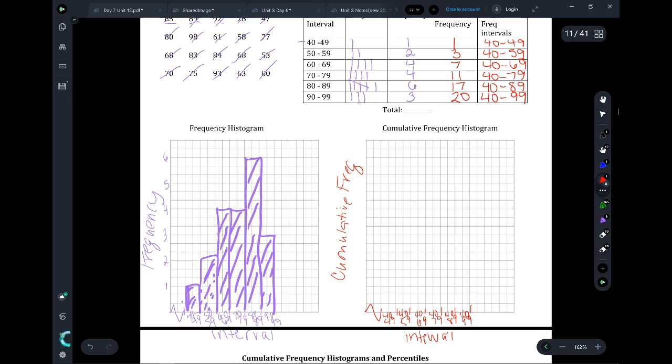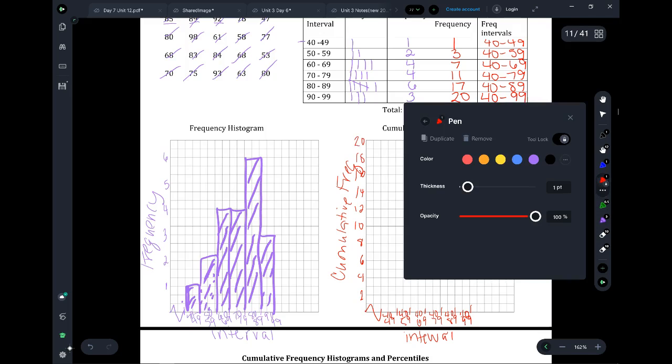And up the side, we no longer can only go up to a 6, we have to go up to the maximum total, 20 scores. So I'm going to make every line count as 1. So 1 and then 2, 3, 4, 5, 6, 8, 10, 12, 14, 16, 18. Ha, it's perfect.